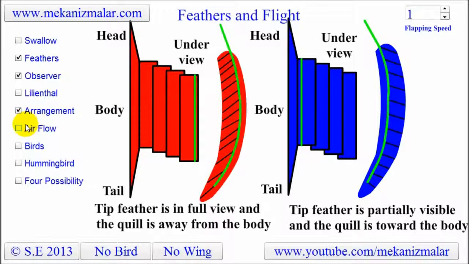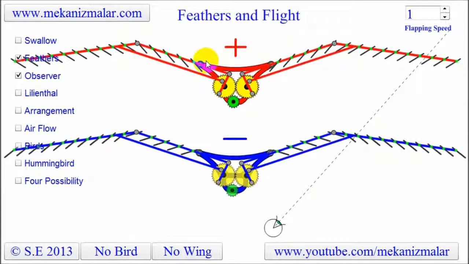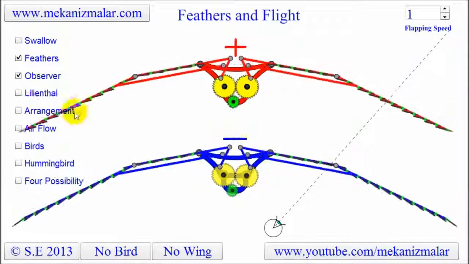I call the redbird feather arrangement a positive arrangement, and the bluebird's a negative arrangement. Also, if the shaft of the feather is away from the bird, it will be called a positive feather and will be shown as a red feather. The bluebird's flight feather is such that the shaft of the feather is always closer to the bird's body. These kinds of feathers will be called negative feathers. It will be very clear soon why I use the term positive and negative for feathers and feather arrangements.